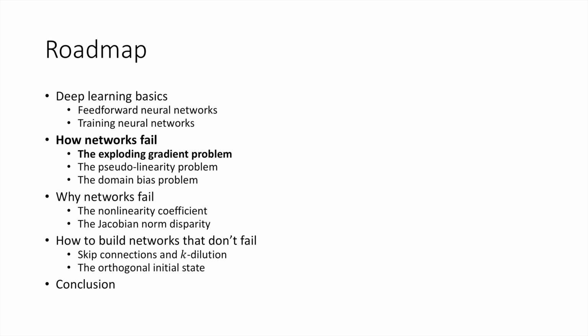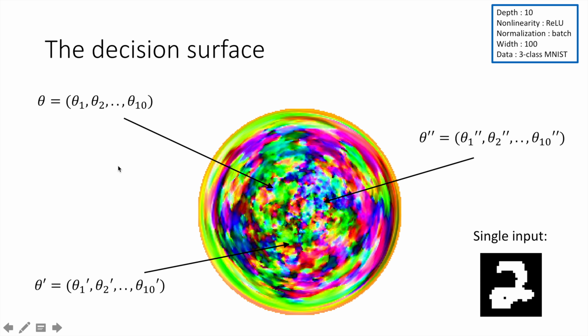Now we move to the first main section of the talk, how networks fail, and we'll start with the exploding gradient problem. We will analyze this problem in significant detail, whereas we will explain the other two problems more briefly. To illustrate the exploding gradient problem, we will use decision surfaces of neural networks. When we take this single input and feed it through a network of a given architecture, the output depends on the value of the parameter theta.